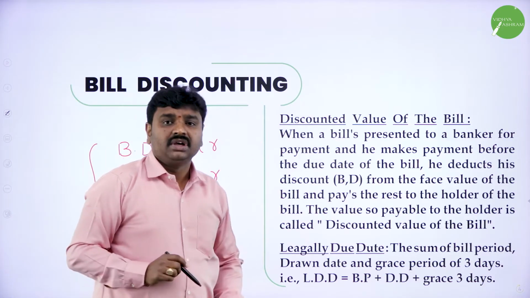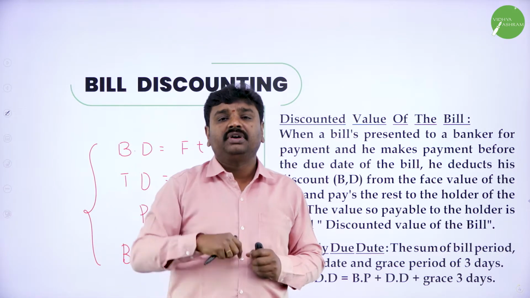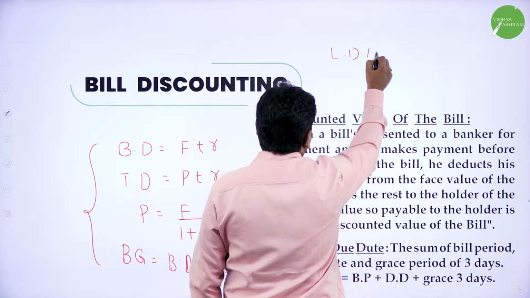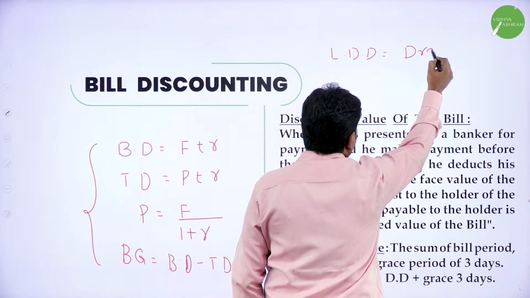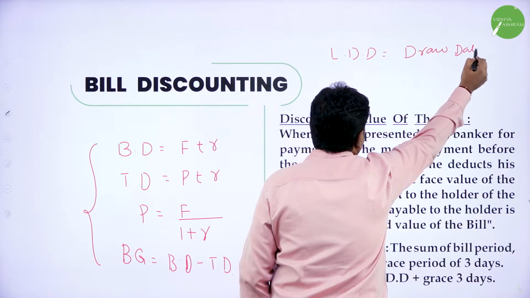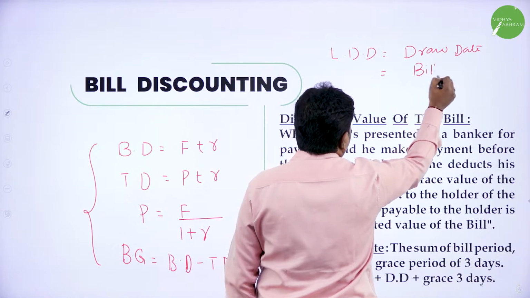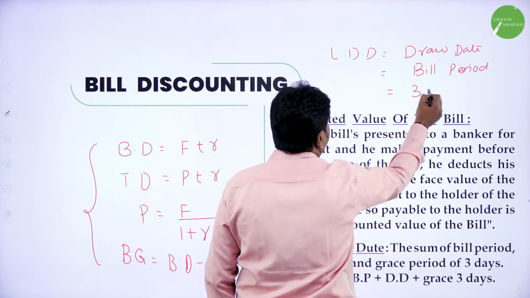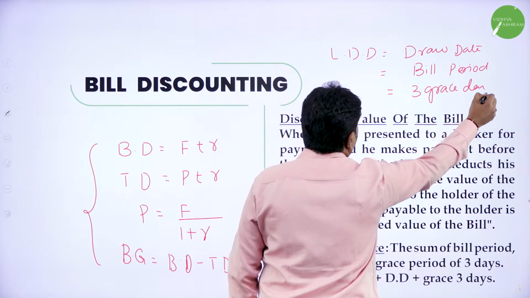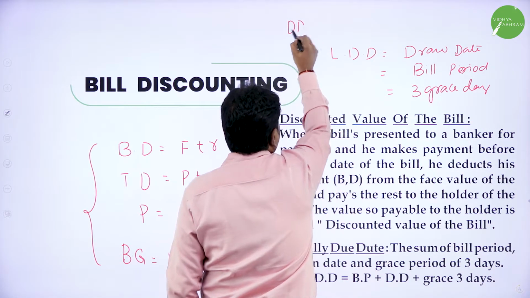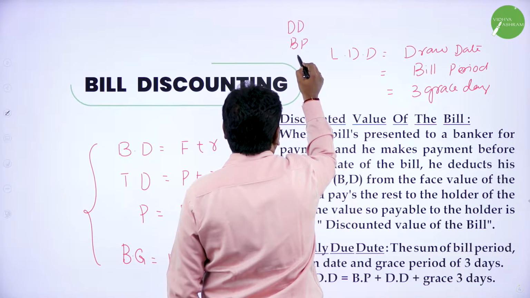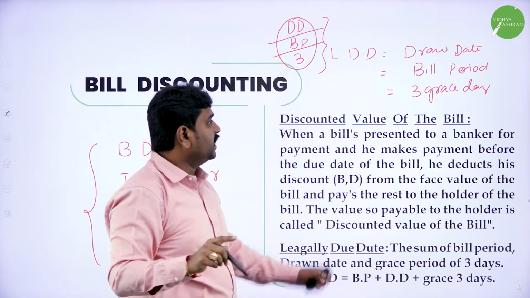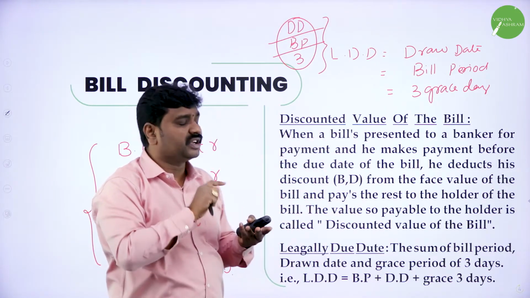And legally due date, when the bill gets matured. So legally due date, LDD means legally due date. For that you take drawn date, whatever the date they draw the bill, drawn date plus bill period, and for bill period will add 3 grace days. So add all these things: drawn date plus bill period plus grace days. These three put together we call as what? Legally due date. Legally due date is drawn date plus bill period plus 3 grace days.